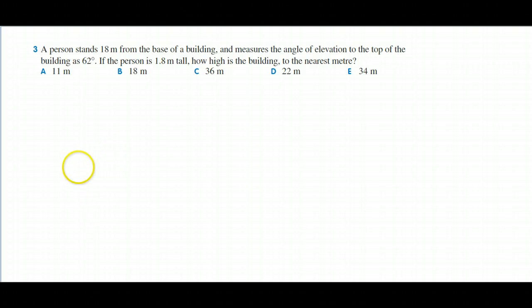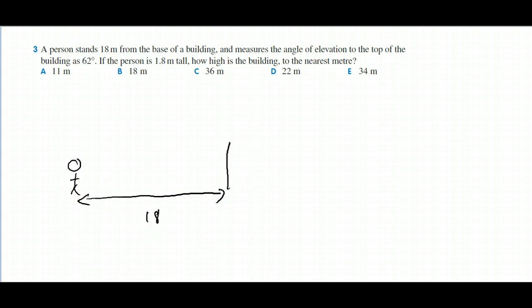We've got a person standing 18 meters from a building. So let's draw that situation, 18 meters between the person and here's the building. And this person measures the angle of elevation to the top of the building as 62 degrees. And if the person is 1.8 meters tall, how high is the building? So the height of the building is what we're after.